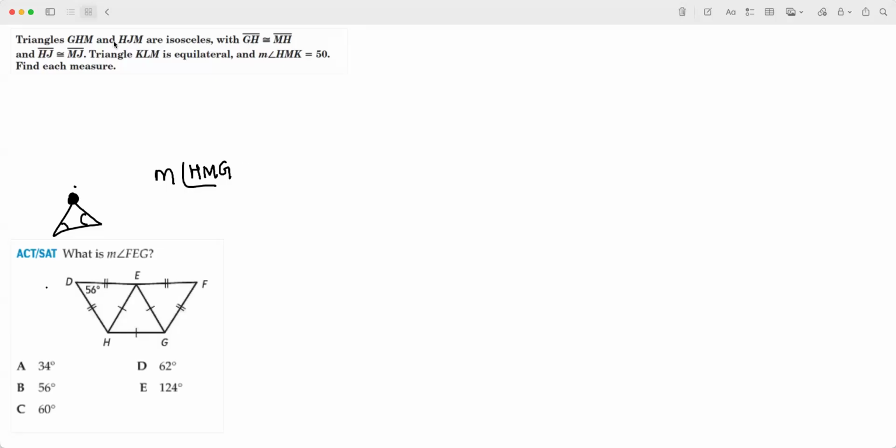Okay. Triangle GHM and HJM are isosceles. GHM and HJM are isosceles. The GH equal to MH.